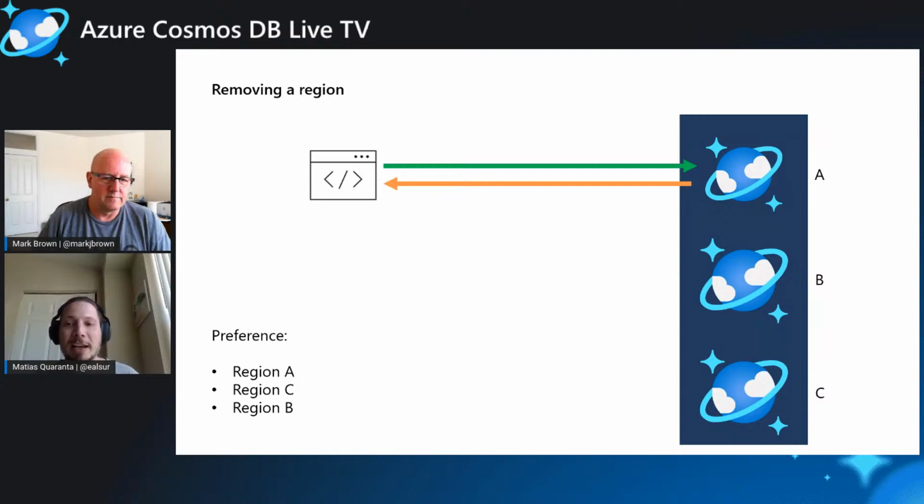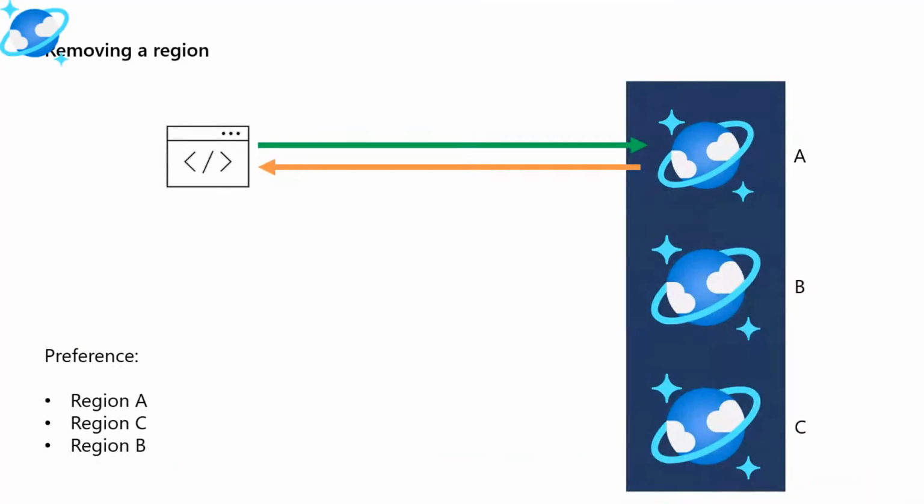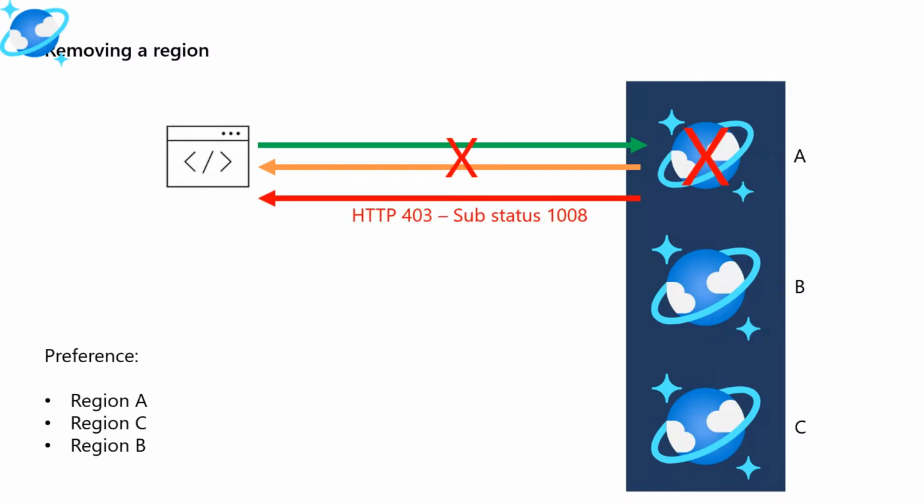So let's assume that I have an account with regions A, B, and C, and I have an SDK client that is set with a regional preference, like we've seen in the earlier slides, with regions A, C, and B. Note that it doesn't map exactly the list of regions in the account in the same order. So I start my application, it connects to region A, it's performing writes and reads without issue, but then I go to the Azure portal and I remove the region. Or, let's hope not, the region goes completely offline.